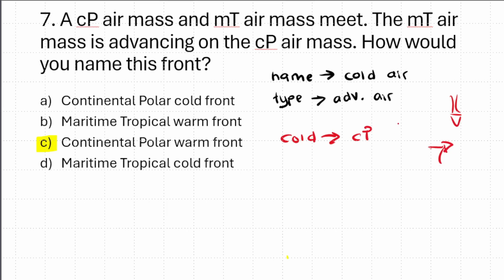And then I said that the maritime tropical air is advancing on the continental polar air. So now the type is going to be derived from the air that's advancing. The maritime tropical air, in comparison to the continental polar air, is going to be warmer or colder. Warmer, right? So because of that, our type is going to be a warm front, if that makes sense. So that's why your answer for question 7 is going to be a continental polar warm front.